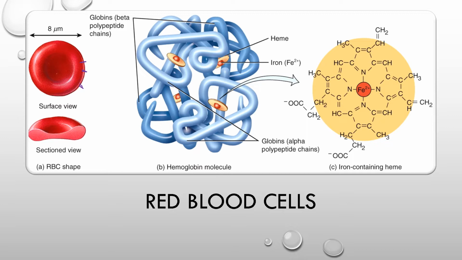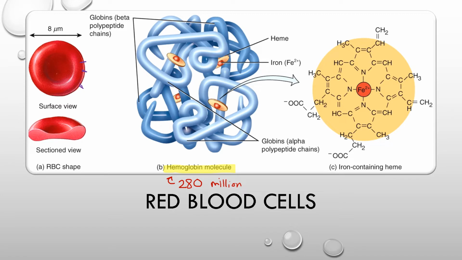Now, within the cytosol of red blood cells, we have hemoglobin molecules. Now, these important molecules are synthesized before the loss of the nucleus during red blood cell production, and they even constitute about 1/3 of the cell's weight. Now, each red blood cell contains about 280 million hemoglobin molecules.